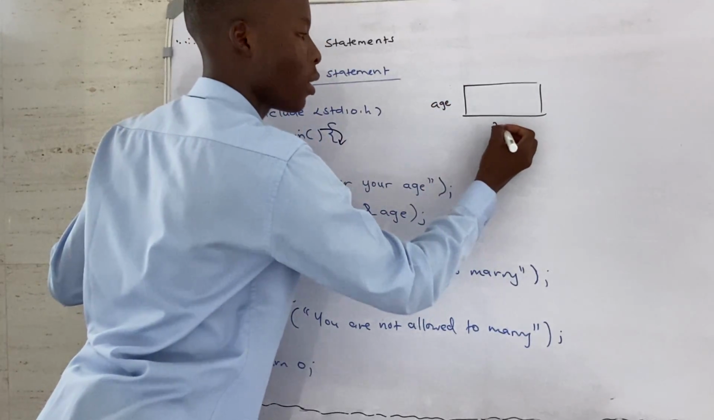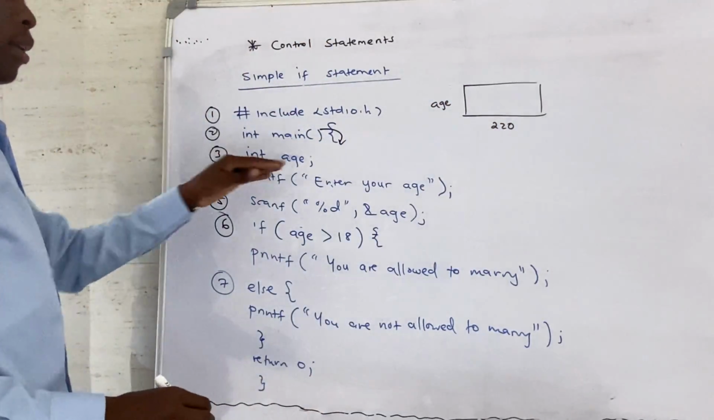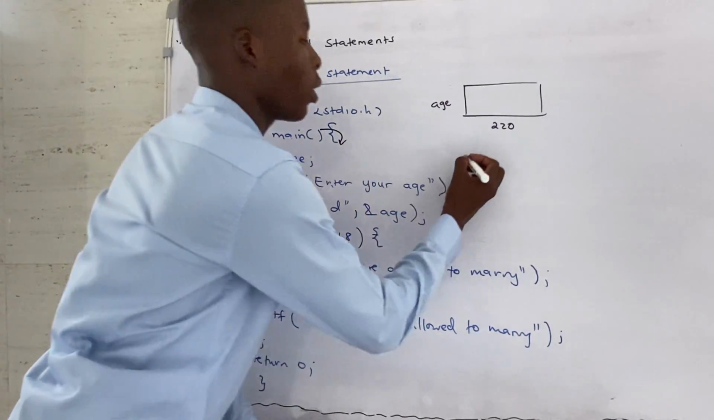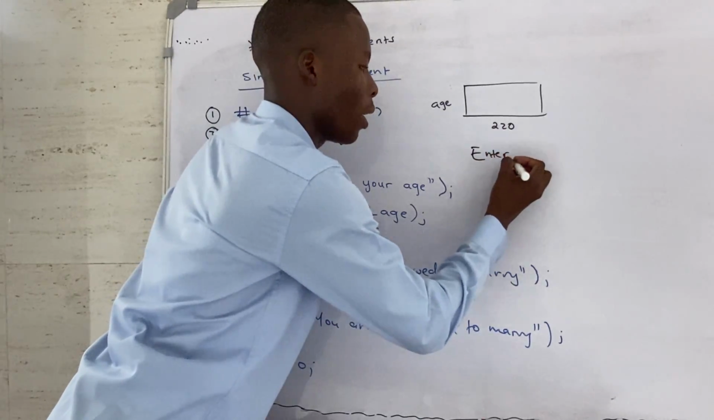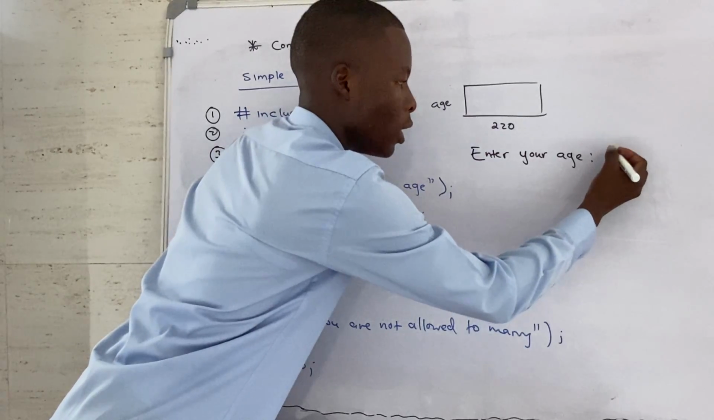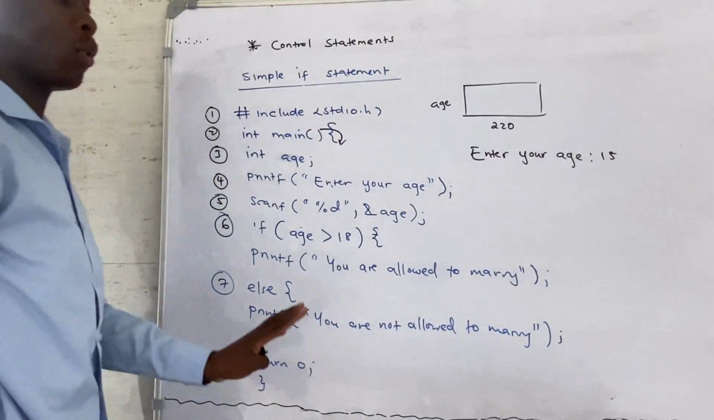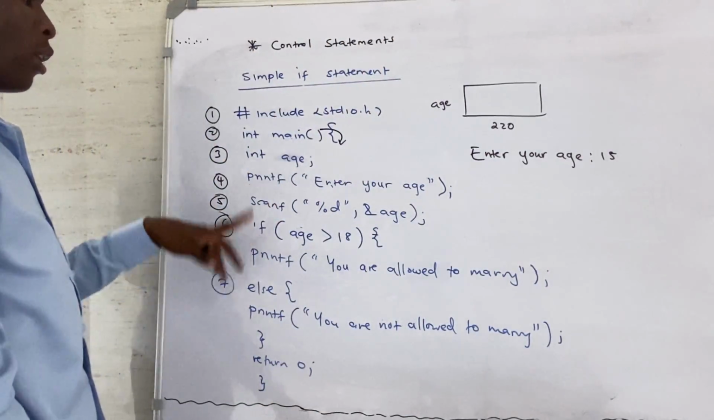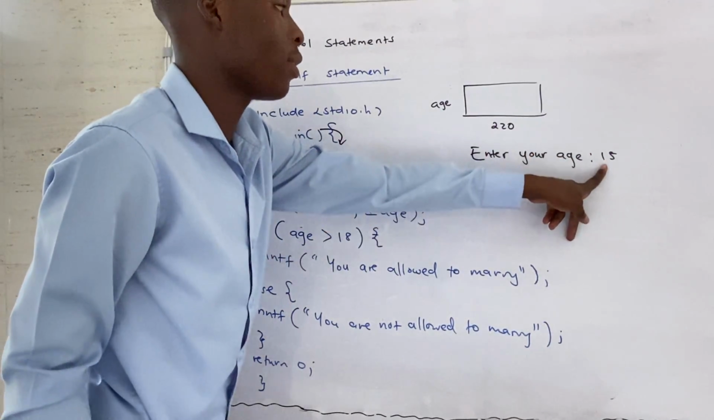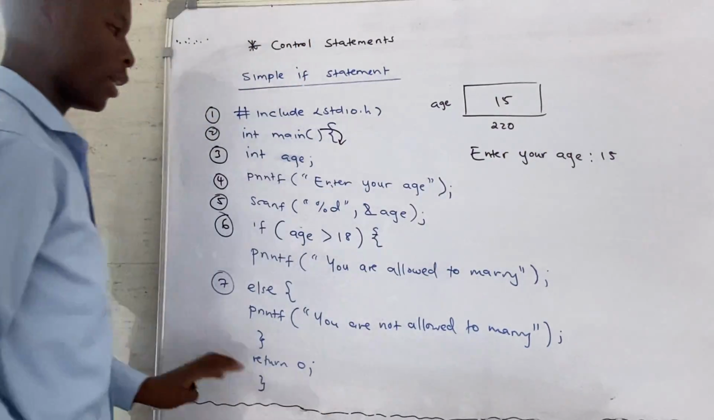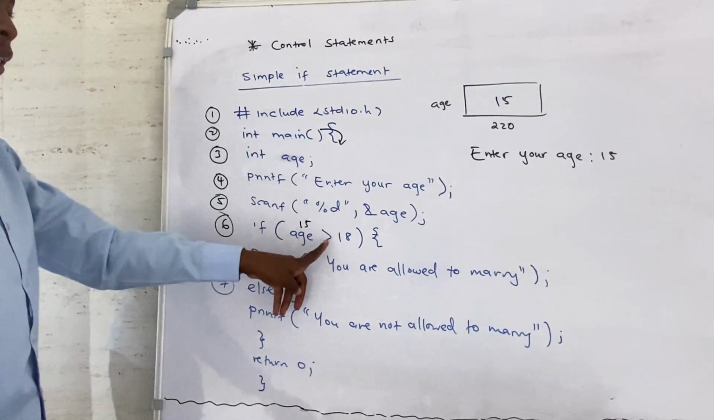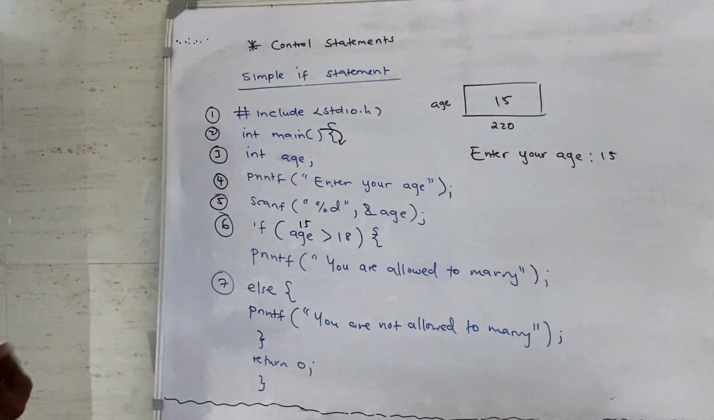So here I have the variable called age. Suppose the memory address is 220. This is age. The memory address is 220. Printf enter your age. This statement you are going to see will come on your left. So enter your age. Suppose you are entering your age as 15. The scanf function is going to direct this 15 into this variable called age. Now in age I have 15. It will check that 15 is greater than 18.